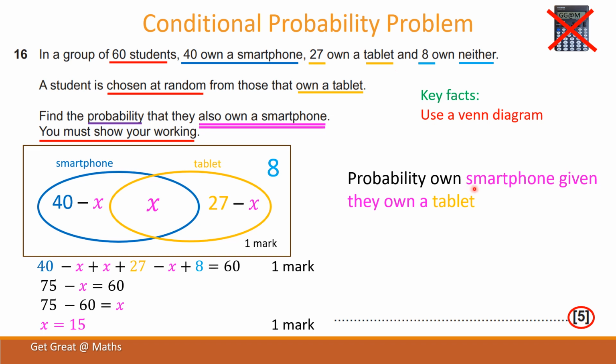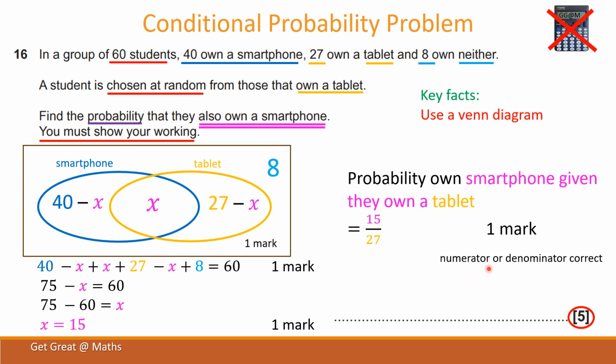But we want to know the probability of people that have got a smartphone. So out of these 27 people here that have got a tablet, the people in this X section here in the middle are the people that have got a smartphone. And we've just worked that out to be 15 people. So my probability is going to be the 15 people in the middle divided by the 27, which is the total number of people that have the tablet, which is for your 4th mark.